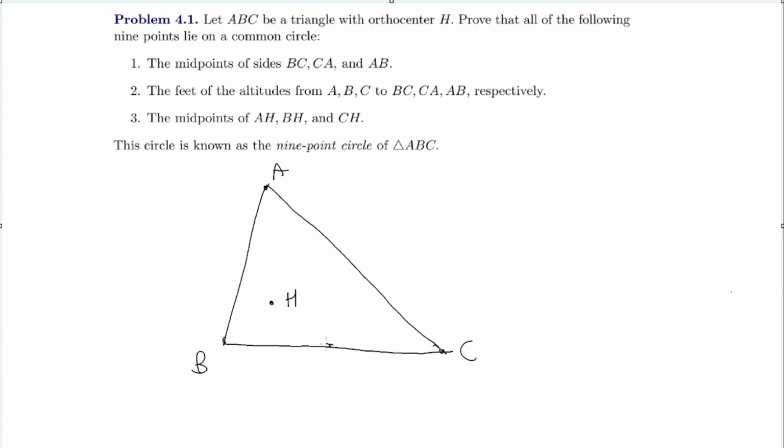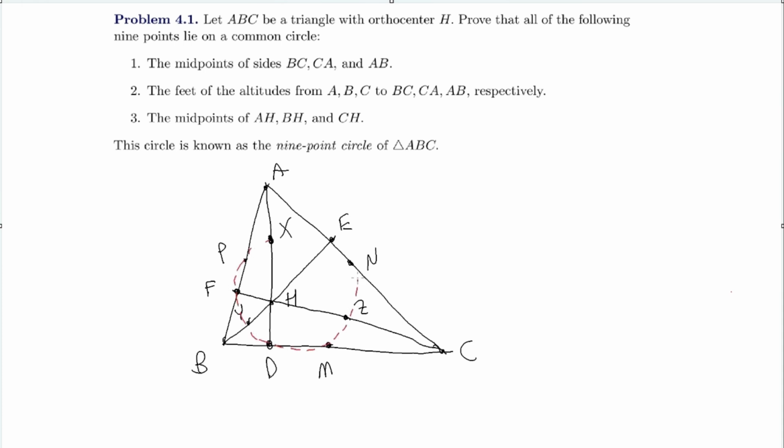Prove that the midpoint of side BC, so I'll call that M, N, and P. Then we have the feet of the altitudes, so basically the intersection with the sides. That's D, then that's E, and then that's F. And then the midpoints of AH, BH, and CH. So let's call these X, Y, and Z. We wish to prove that all these 9 points here lie on a common circle.